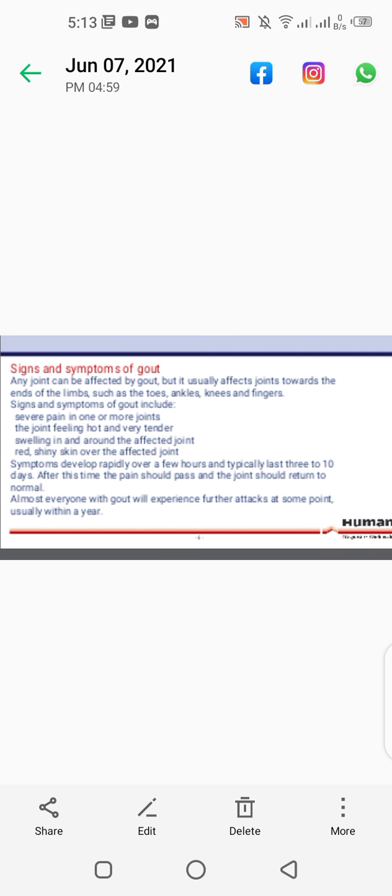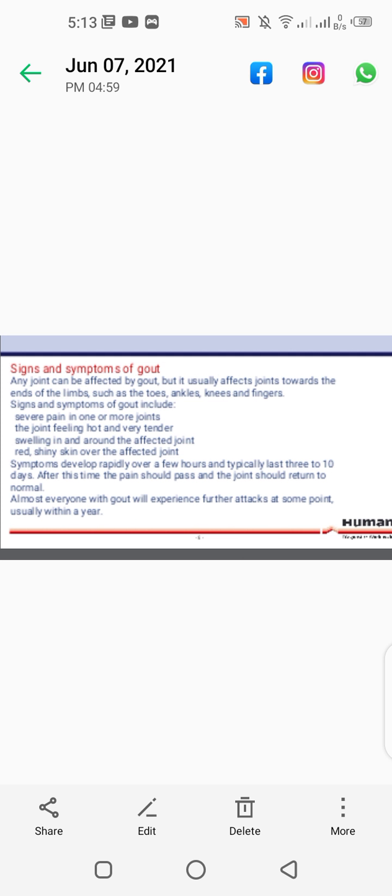Signs and symptoms of gout. Any joint can be affected by gout, but it usually affects the joints toward the ends of the limbs, such as the toe, ankles, knees, and fingers. Signs and symptoms of gout include severe pain in one or more joints, the joint feeling hot and very tender, swelling, and the skin over the affected joint being red.